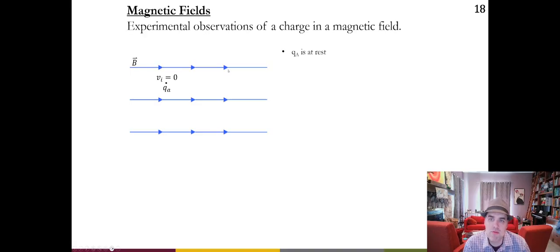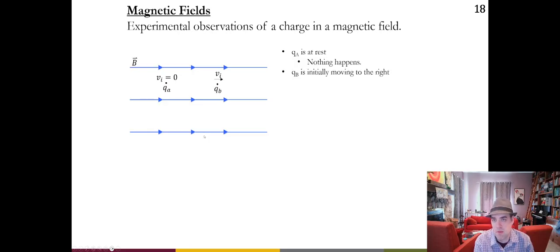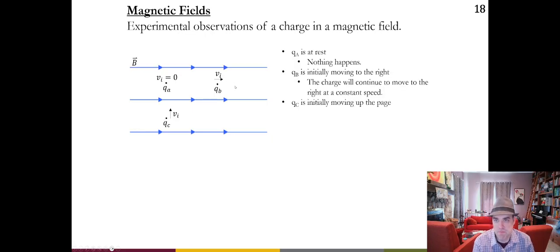So here I have a magnetic field that's pointed directly to the right. And here I have a charged particle, I call this charge A, and it's initially at rest, so it's not moving. If we were to watch a video of this progressing, you would notice that nothing happens. This charged particle just stays there. It's not affected by the magnetic field at all. Let's say I have another charged particle, B, moving to the right. What's going to happen in this magnetic field? Well, it's just going to continue to move to the right at that constant velocity. So this is also moving as if the magnetic field isn't there at all. So it's unaffected by the magnetic field.